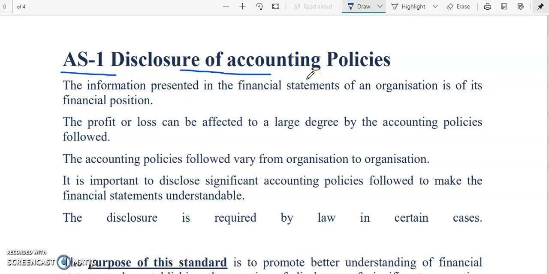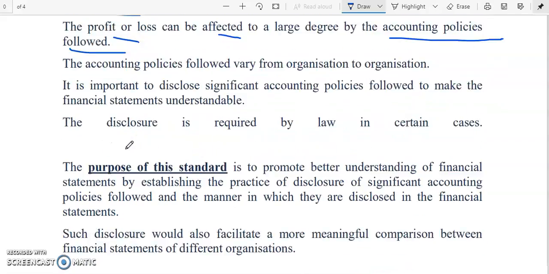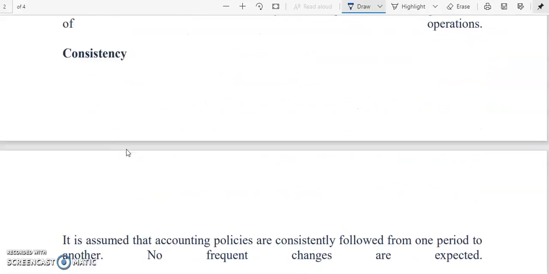Whatever information is presented in the financial statement shows the financial position of the organization. Further, the financial statement prepared shows the profit or loss of the organization. However, such profit or loss is affected by the accounting policy selected by the organization. Now, the question may arise: what is the meaning of accounting policy?